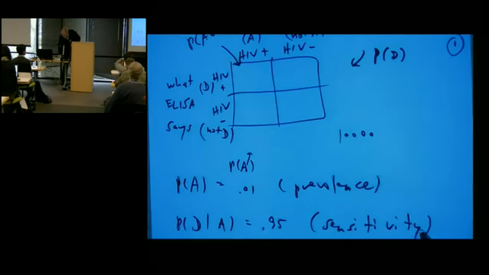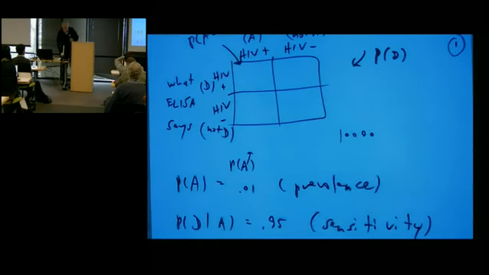And I should have told you how they do this. Basically, they take a bunch of blood samples that are known to be HIV positive, and they pass them through ELISA.